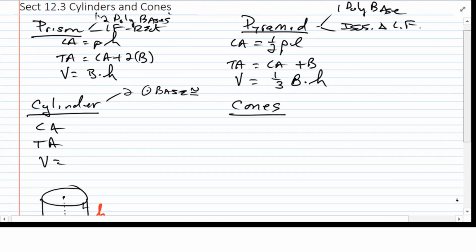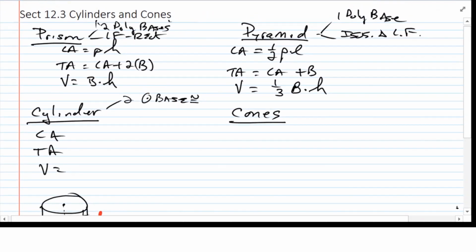So let's go back up to our formulas right here. That's really the same as this right here, except instead of calling it P for perimeter, we'll call it circumference. So lateral area for a cylinder is the same as for a prism, which is perimeter times height. Because a cylinder always has a circular base, we can specify that it's 2 pi r times h. So that's your lateral area. Now we also want to find TA.